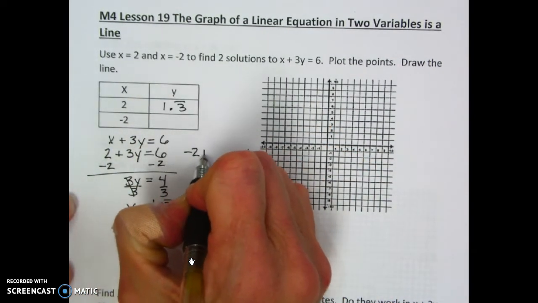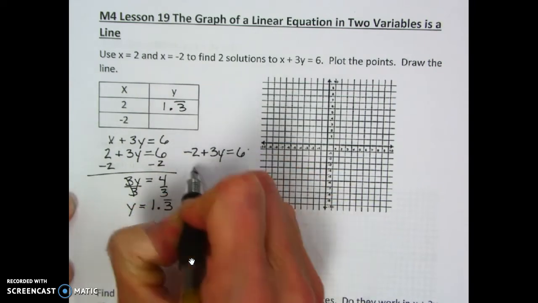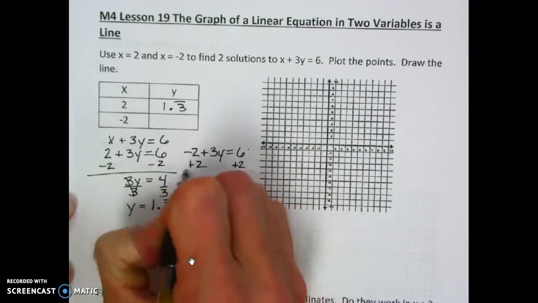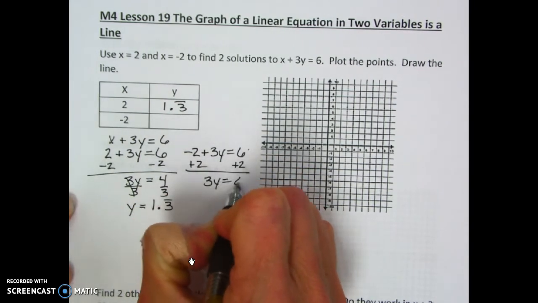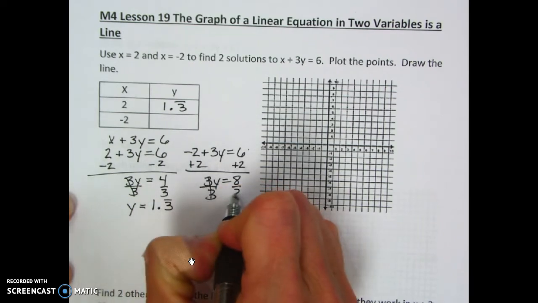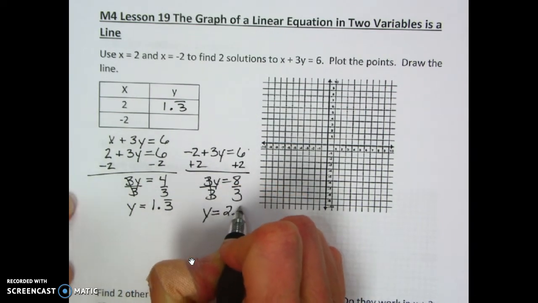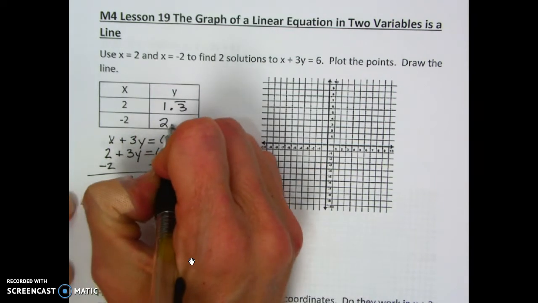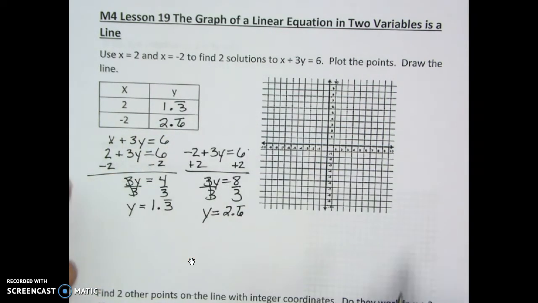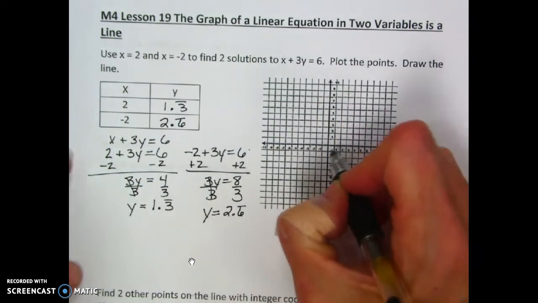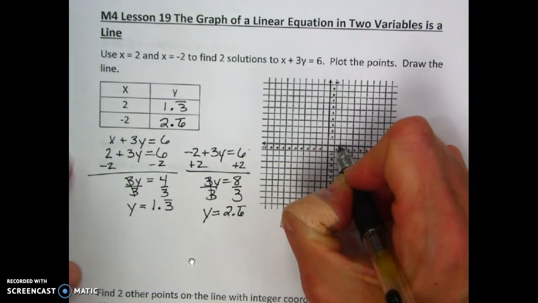So negative 2 plus 3y equals 6. Add 2 this time. Divide by 3 again. And y equals 2.6 repeating this time. So now we're supposed to plot the points. So over 2, up 1 1/3.